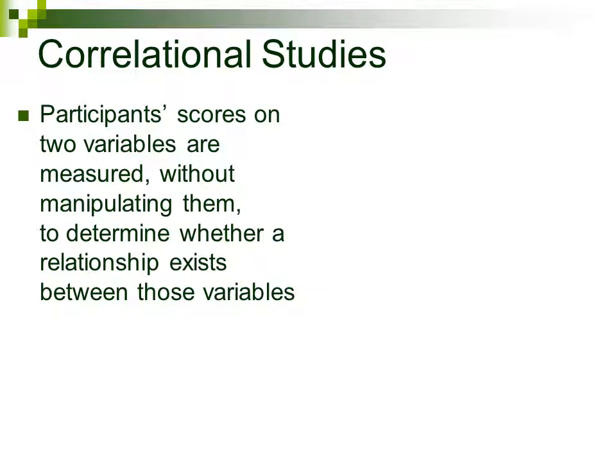And in correlational studies, participant scores on two variables are measured without manipulating them to determine whether a relationship exists between those variables. What I mean by not manipulating them is that the researchers would just measure their scores on those variables. You're just observing what's already there and not assigning people to groups.